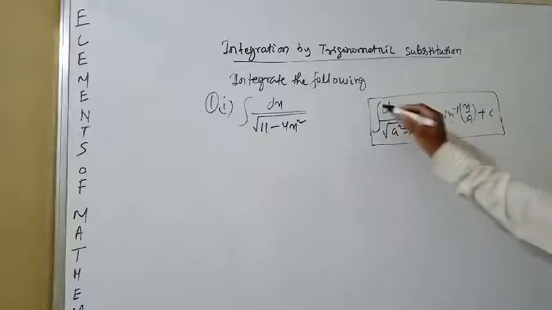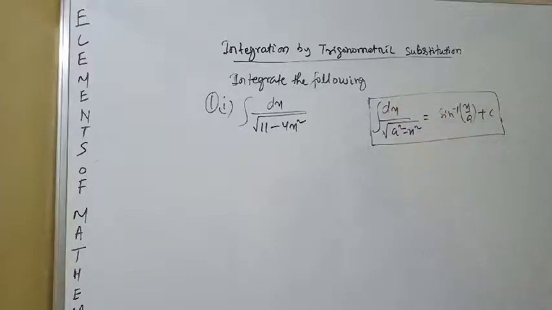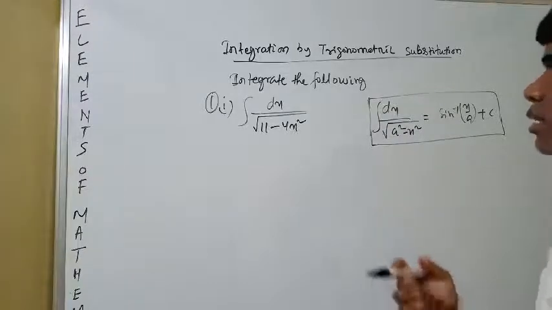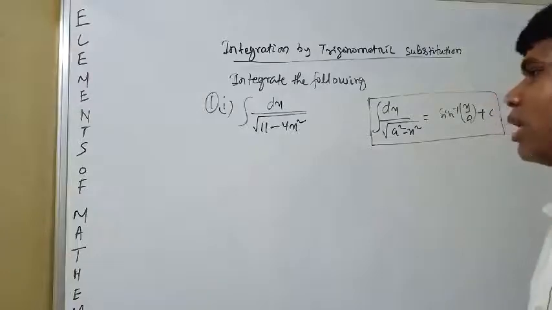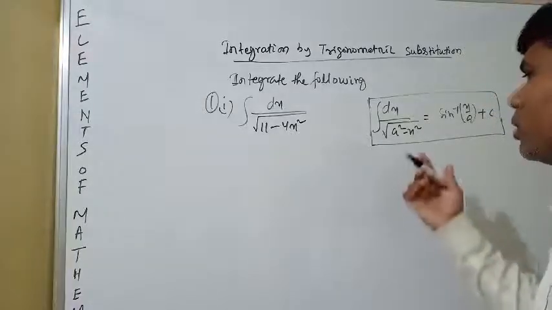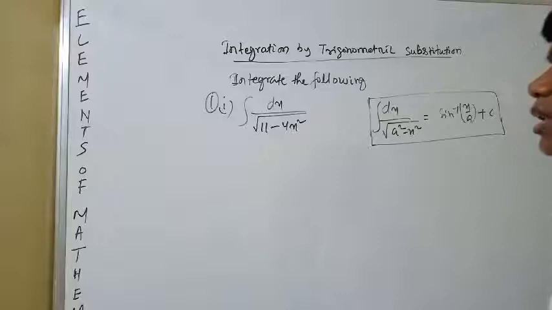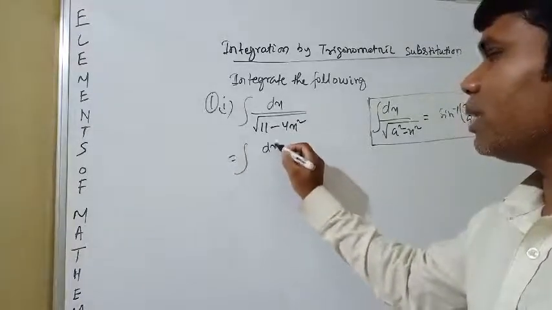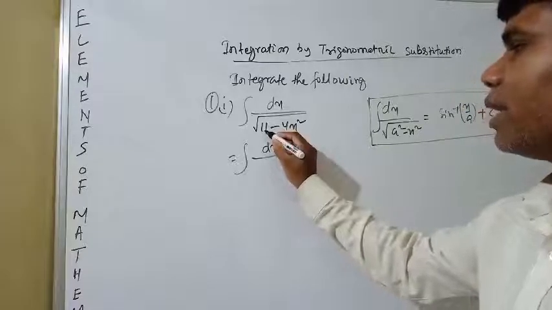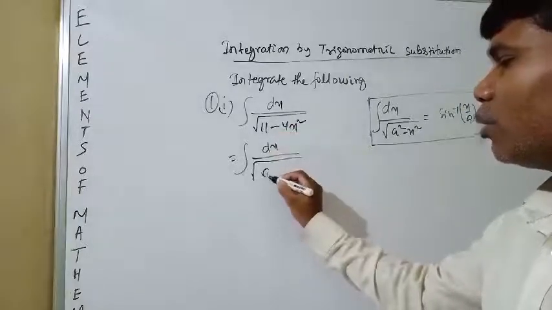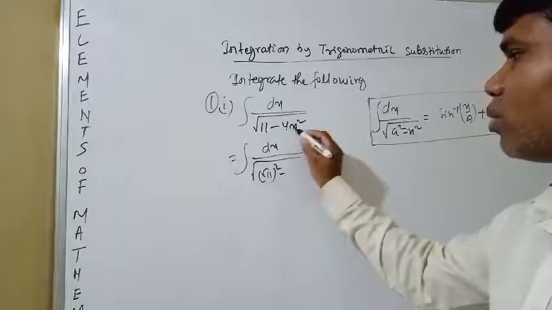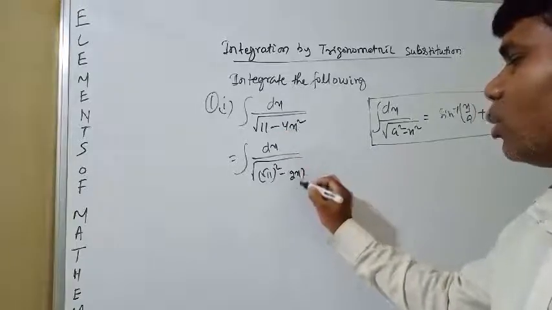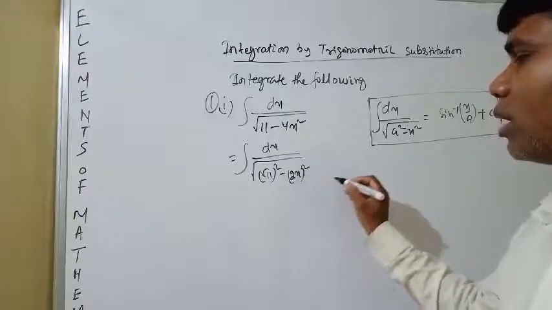Or I can take x is equal to a sin theta. If I take x is equal to a sin theta, that is possible and you get the same answer. If you use the formula, you get the same answer. Let you see, this is equal to dx by root, 11 given, that means root 11 whole square minus 4x square, that is 2x whole square.